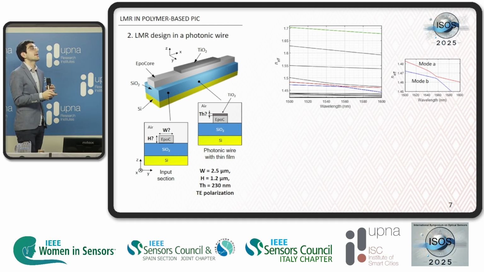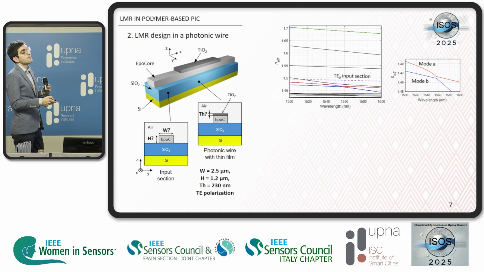And I also remarked this one. This could be what's called the fundamental mode, which is the one that has the highest effective index in the section. And I'm also going to add to this graph the effective index of the T0 mode, which is the mode that is excited in the input section, in the one without thin film, to generate the LNR.